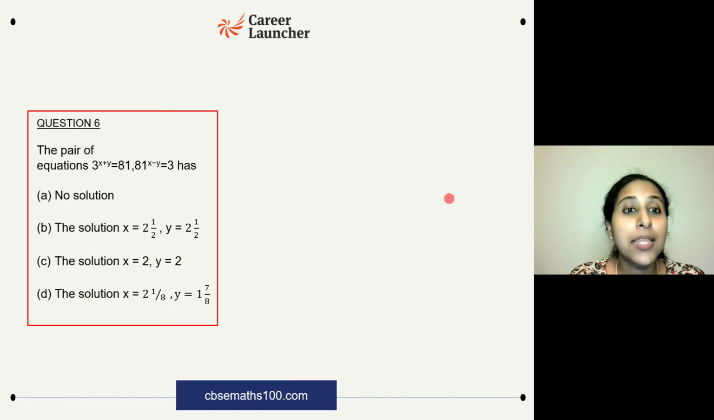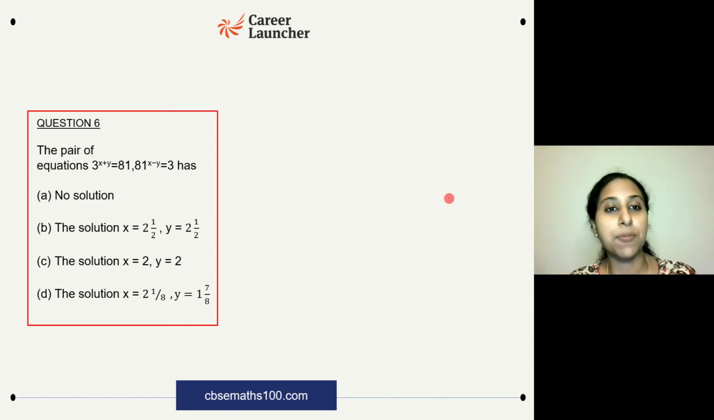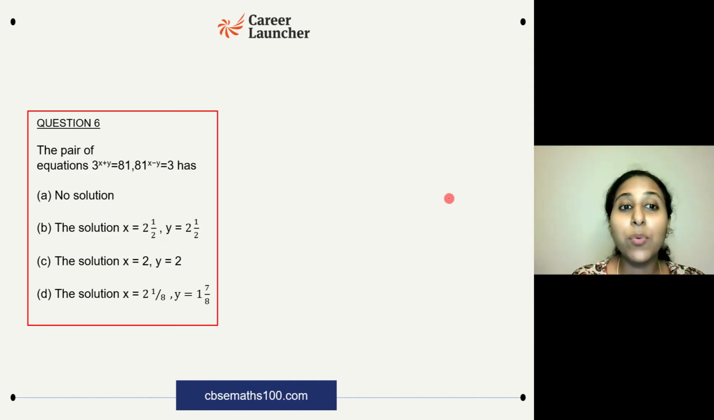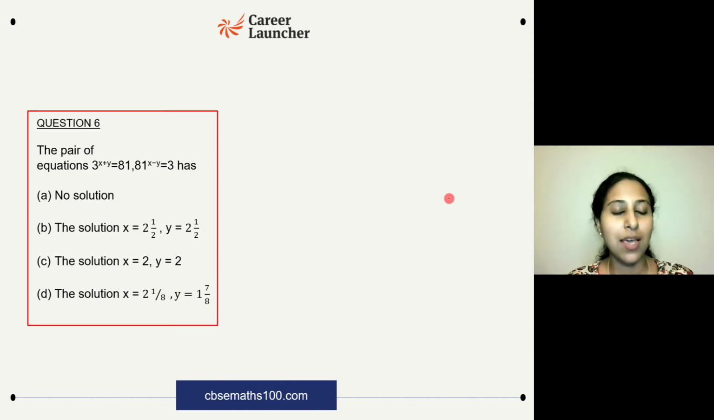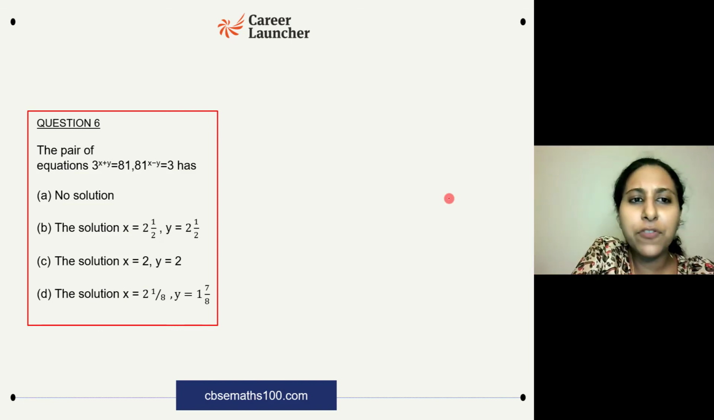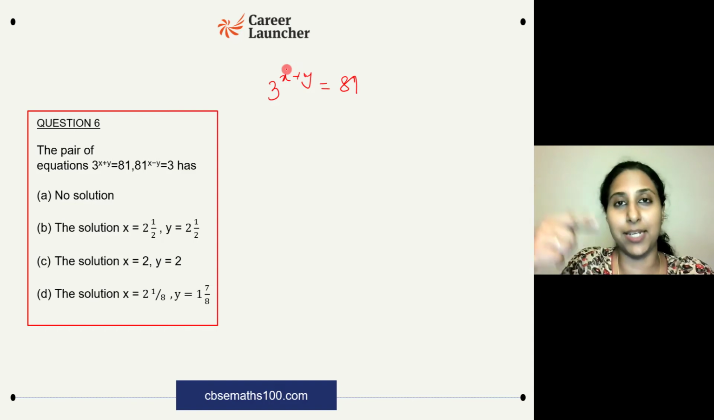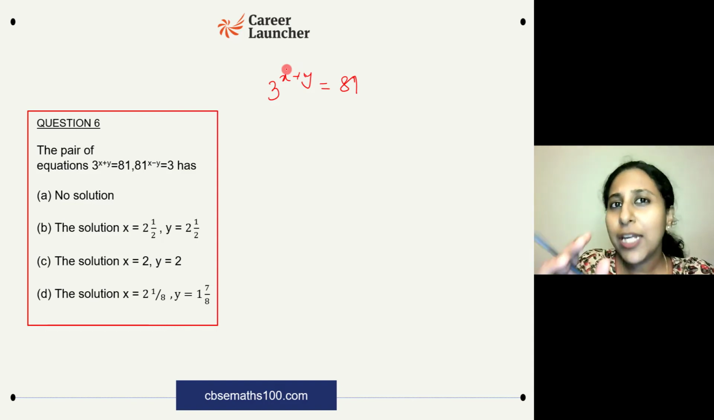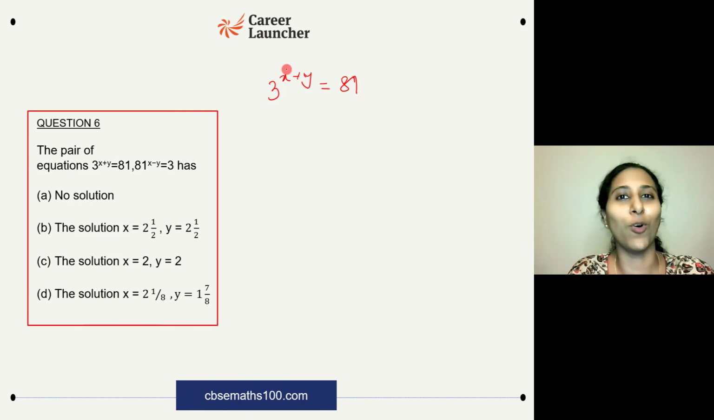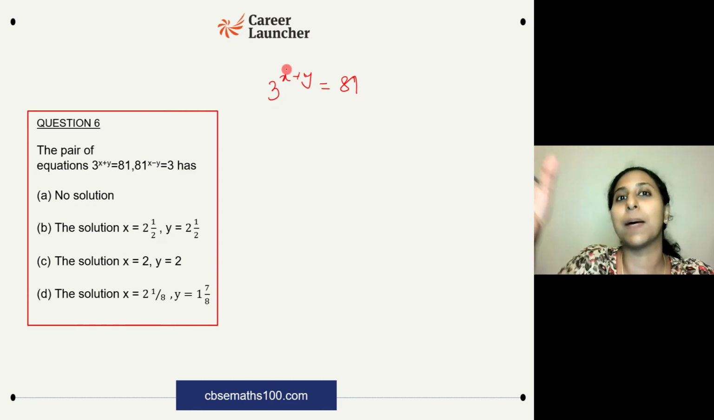Question 6. The pair of equations 3 to the power x plus y equals 81 and 81 to the power x minus y equals 3 has no solution or one of the solutions which is given over here. Let us check this. Now, if you have 3 to the power x plus y is equal to 81, what is the meaning of this? If 3 to the power x plus y is equal to 81, we have the variables in the exponent here, in the power here. We need to be able to get the other side also in terms of 3 raised to some power.